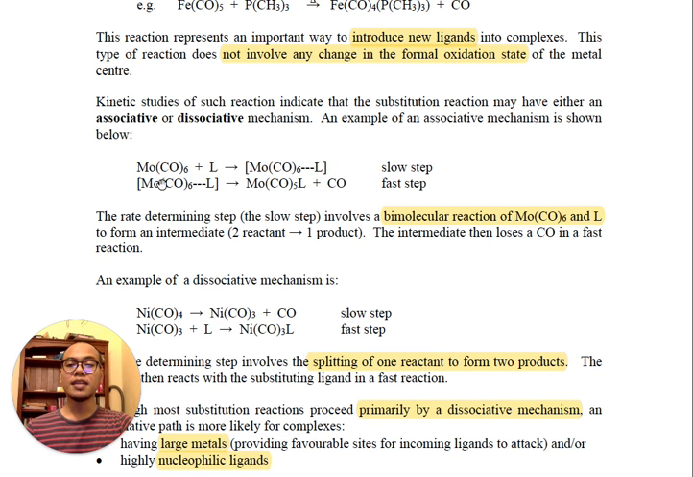We have molybdenum with 6 carbonyl, and we want to introduce this ligand. For the slow step, your ligand will be attaching directly to the whole complex. So this is called a bimolecular reaction. And then for the fast step, your carbonyl will be removed from the whole complex, producing 5 carbonyl with 1 new ligand. So the rate determining step involved a bimolecular reaction of molybdenum with the newly added ligand.